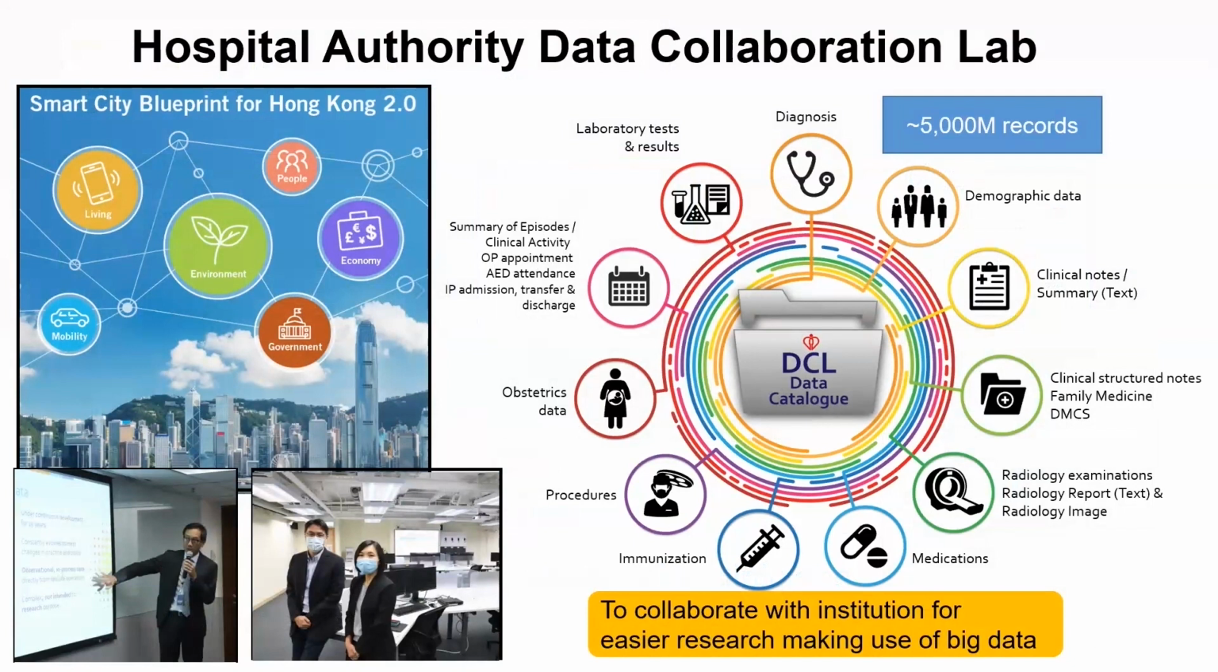We need to facilitate the concept of the Smart City Blueprint in Hong Kong. So we established a data collaboration lab in 2019 where we put all 25 years of Hospital Authority data inside the data lab, and then we collaborate with local universities.